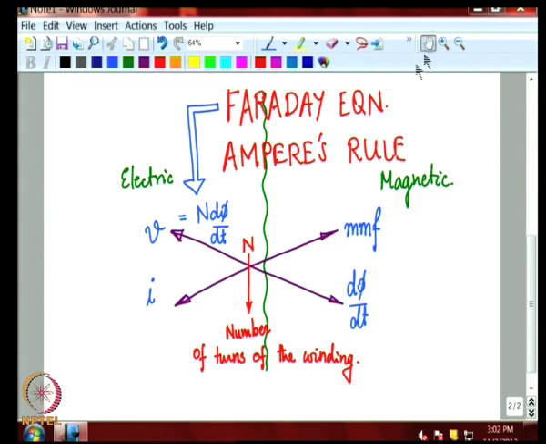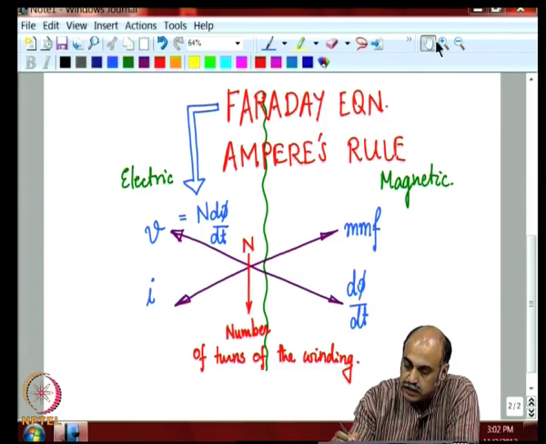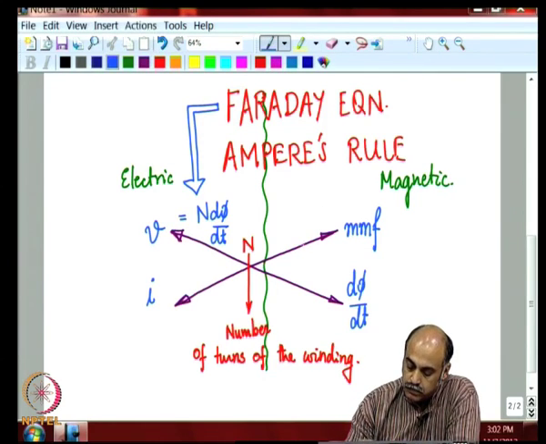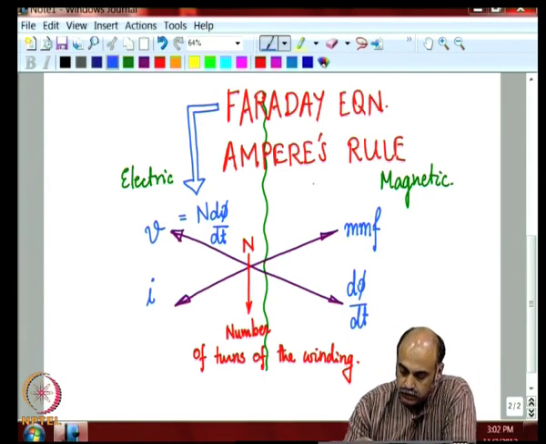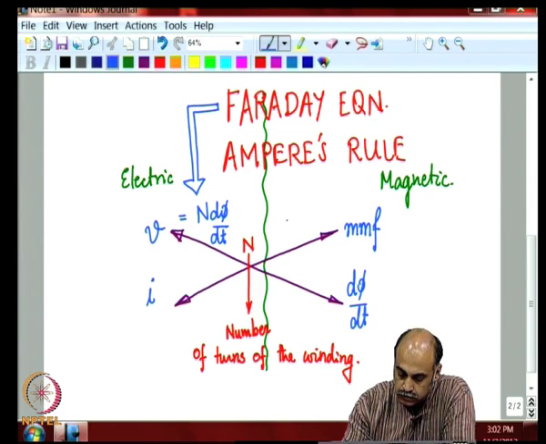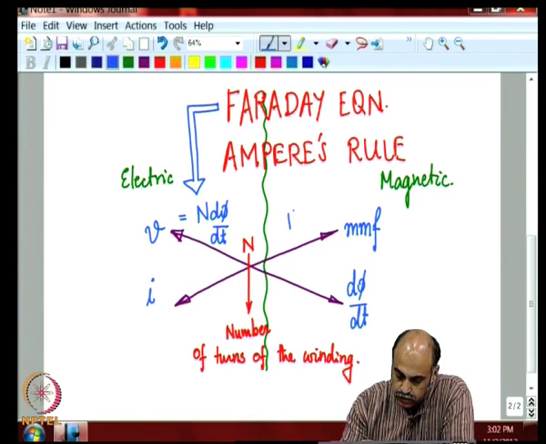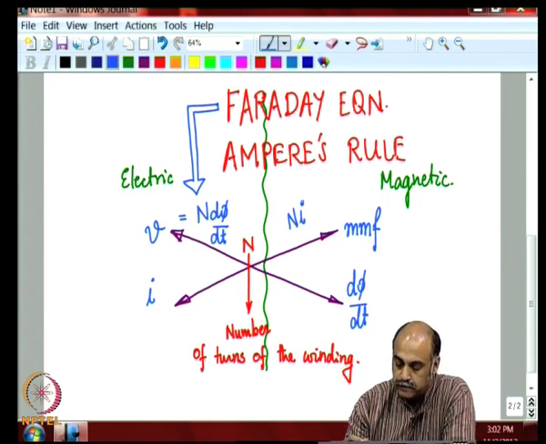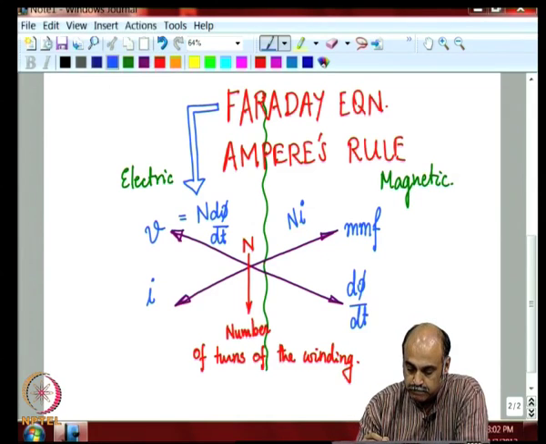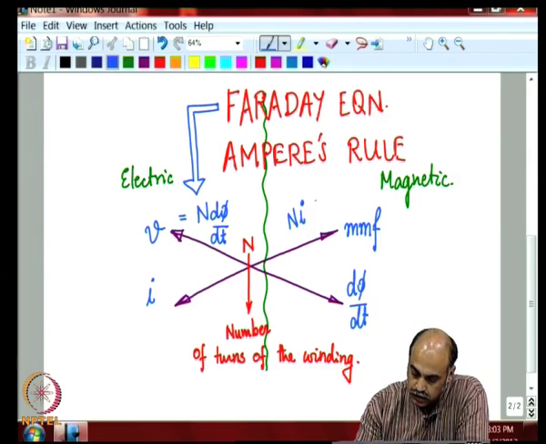Now, to link the MMF and the current, we have Ampere's rule, which states Ni, which is the ampere turns, is equal to MMF.